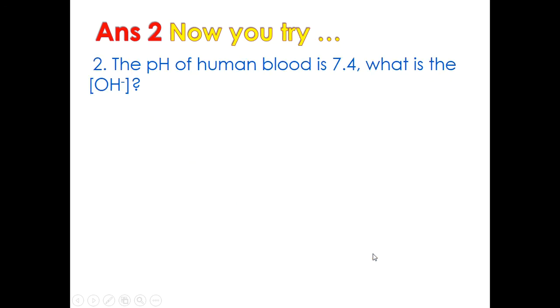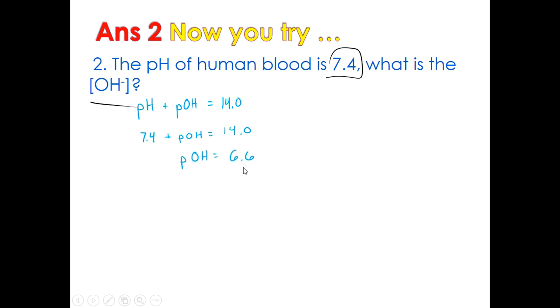Last one for today. If we look at this, it's got the pH. I've got the pH is 7.4, and I need the hydroxide concentration of human blood, right? So first step that I can do for this, I can use my pH plus pOH is equal to 14.0. Well, that's easy. I just plug it in and follow my math rules, and I can subtract that away, and that means the remainder is 6.6. That's now my pOH.